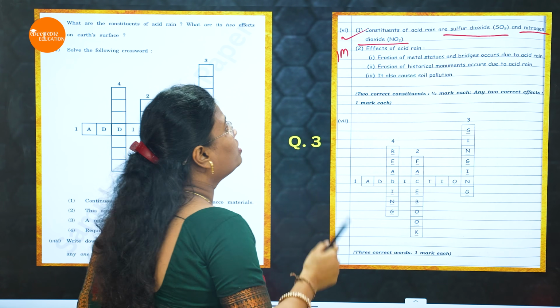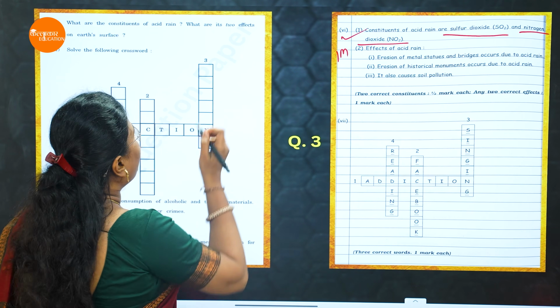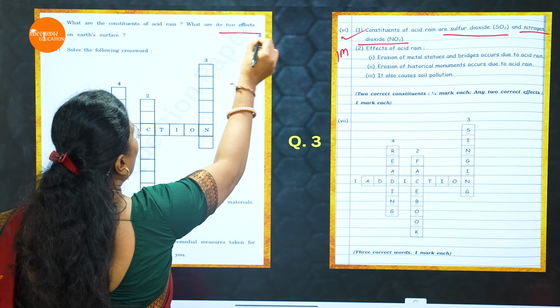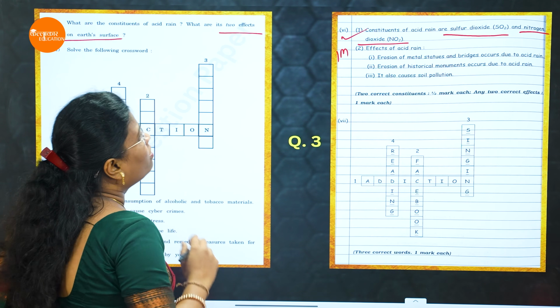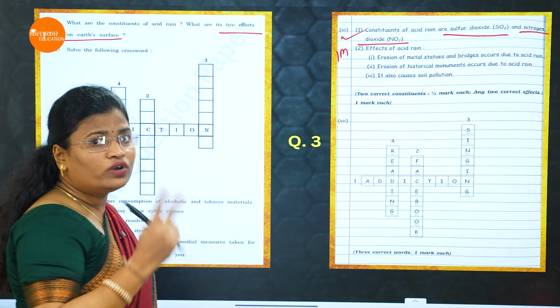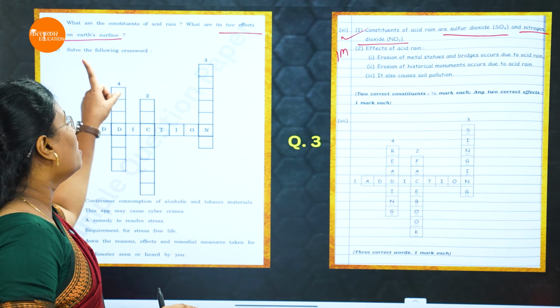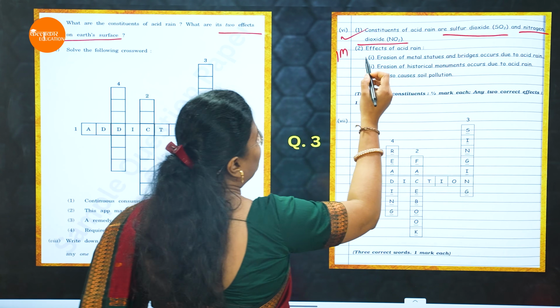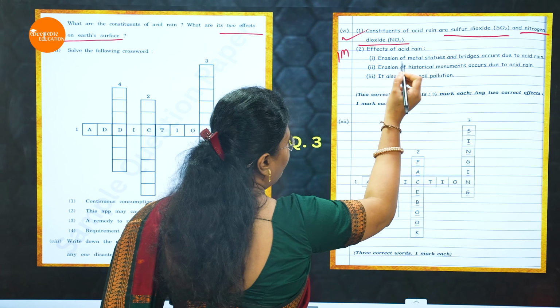This is very important. Next point you will write is what they are asking, two effects on the Earth's surface. What are the two effects of acid rain on the Earth's surface? So you will write here effects of acid rain.